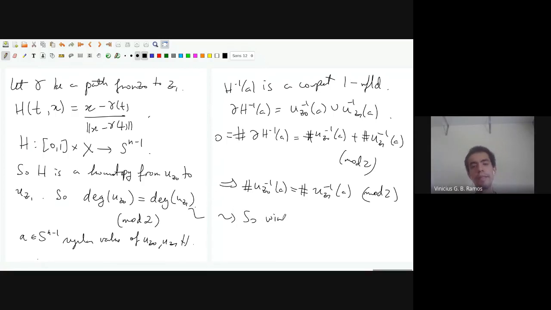So the winding number of X with respect to Z0 is equal to the winding number of X with respect to Z1 mod 2. Oh, and by the way, I defined the winding number of maps. But as usual, if you define something for maps and you have a submanifold, you can always define it for the submanifold using the inclusion map. That's why here I just put X, but usually you'd have f of X, the inclusion of X. Okay, so that's the second step.